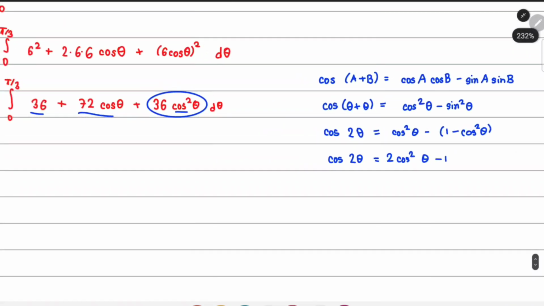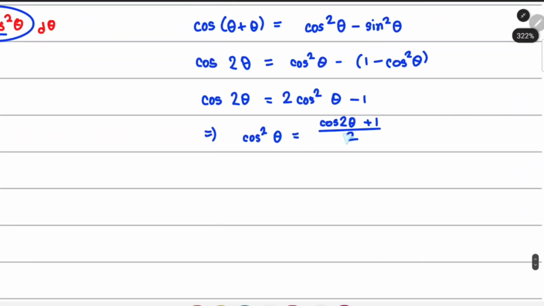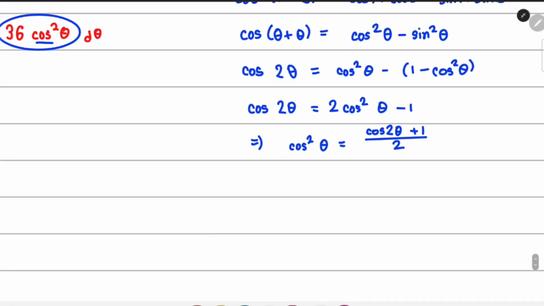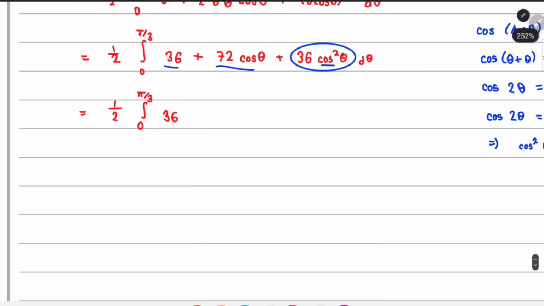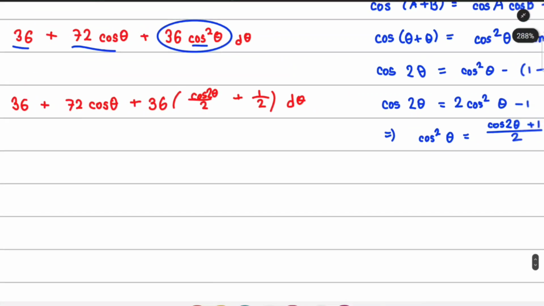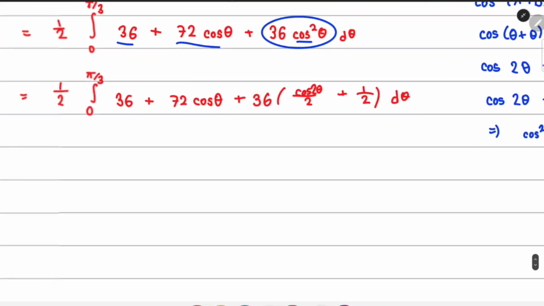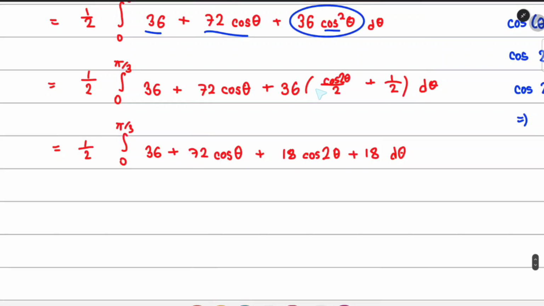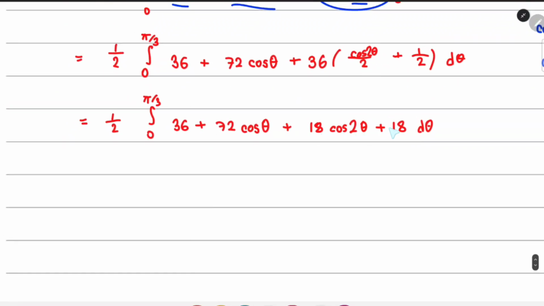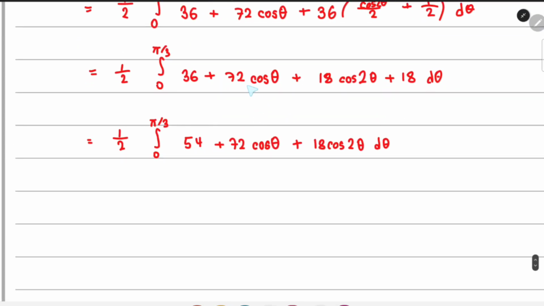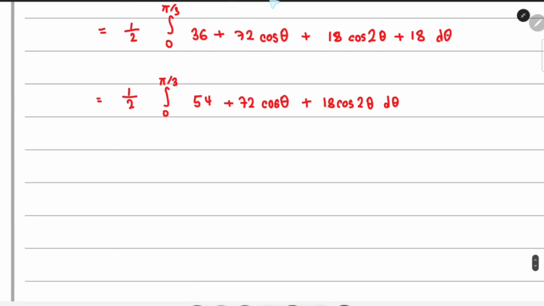Now if I make cos squared the subject, I can get it in terms of cos 2 theta, which I can integrate directly. So if we do this, cos squared theta becomes cos 2 theta plus 1 divided by 2. So if I write this over here, I get this. So I just wrote it as cos 2 theta by 2 plus half. Now if I multiply the 36 inside, I get 18 cos 2 theta plus 18. Now I can add the 36 and 18 together, get 54 plus 72 cos theta plus 18 cos 2 theta. Now I can integrate it directly.